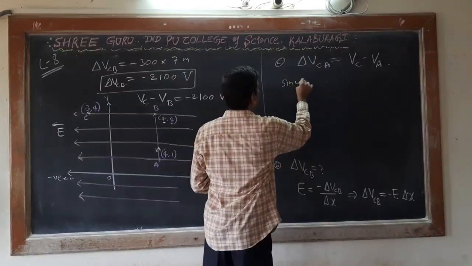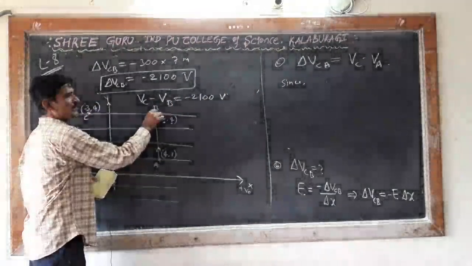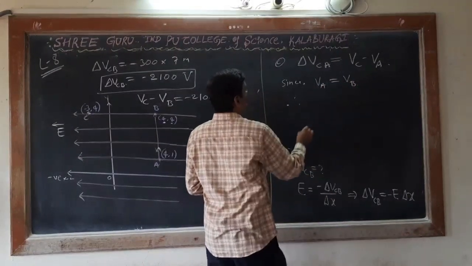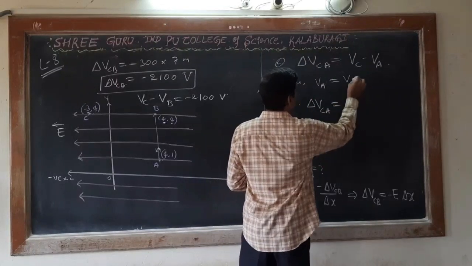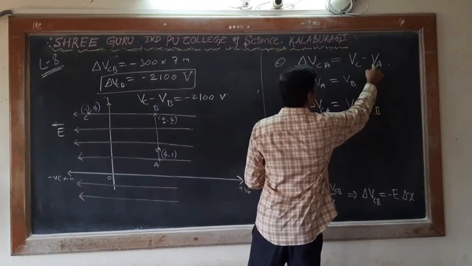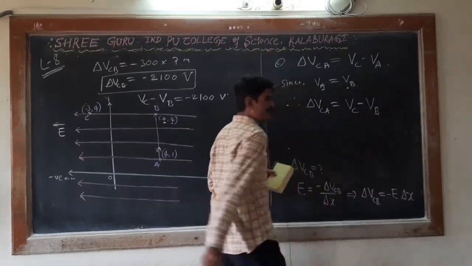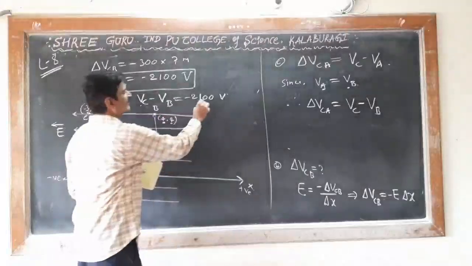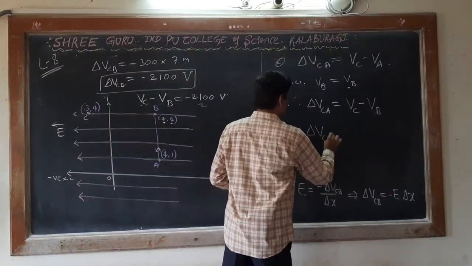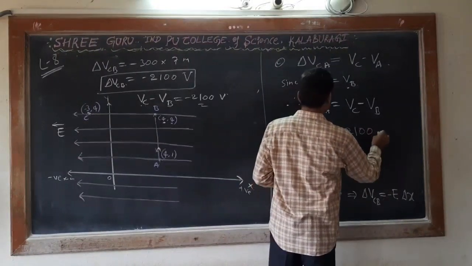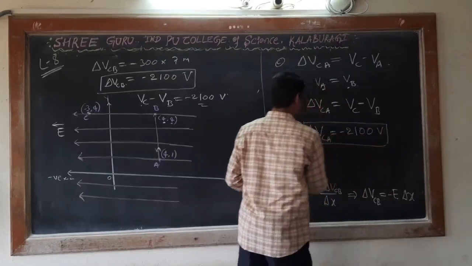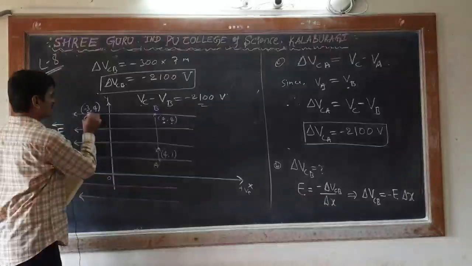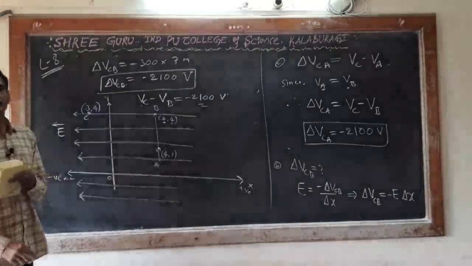Since the electric potential at point A and at point B will be the same, that is VA is equal to VB, therefore delta VCA is equal to VC minus VB. Instead of VA we substituted VB. And VC minus VB is nothing but this one. So delta VCA is equal to minus 2100 volt. Understood this formula? Understood this problem? The potential difference between C and A is also 2100 volt.